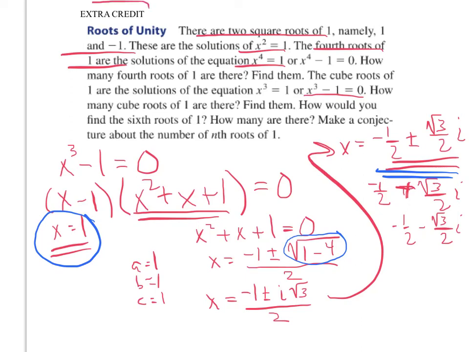As your extra credit assignment, should you choose to do it, you will be answering this third question, or this third hypothesis. How would you find the 6th roots of 1? I want you to actually find them. How many are there? I want you to actually find them so you know how many there are. And then, as the big piece of this question, make a conjecture about the number of nth roots of 1. So no matter what the number n is, whether you want to find the cube roots or the 4th roots or the 5th roots or the 6th roots, whatever root number you want to find, you should be able to come up with a conjecture about how you think that's going to work. Make a conjecture about the number of nth roots of the number 1.